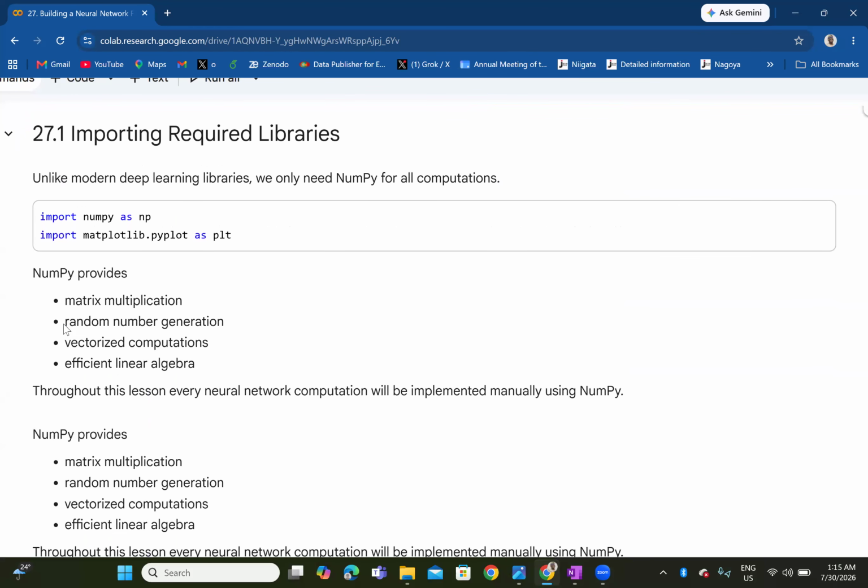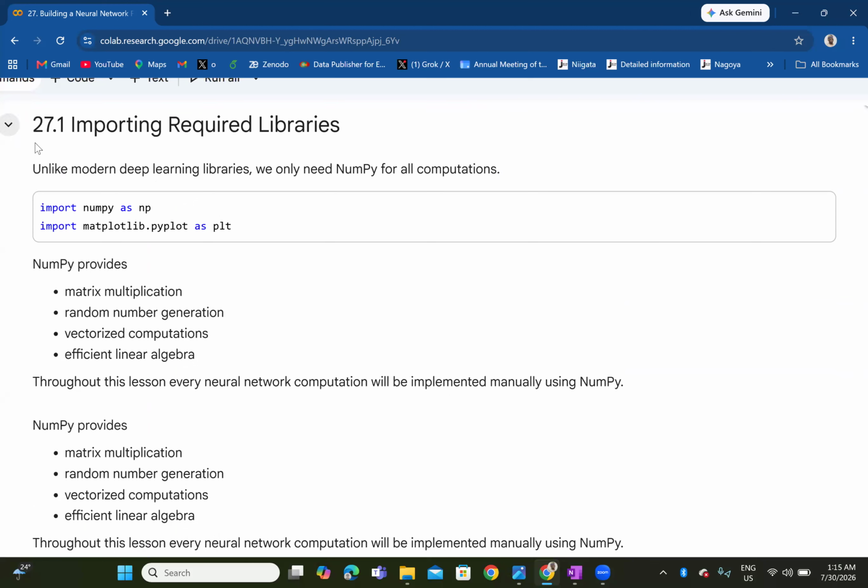First of all, you need to import the required libraries. Unlike modern deep learning libraries, we only need NumPy for all computations because you are building from scratch. So you need to import numpy as np and import matplotlib.pyplot as plt. NumPy provides matrix multiplication, random number generation, vectorized computations, and efficient linear algebra. Throughout this lesson, every neural network computation will be implemented manually using NumPy.